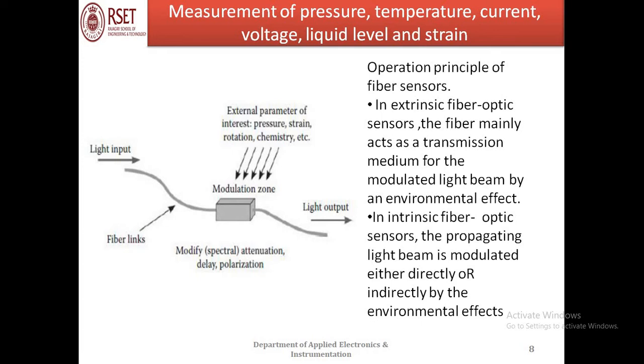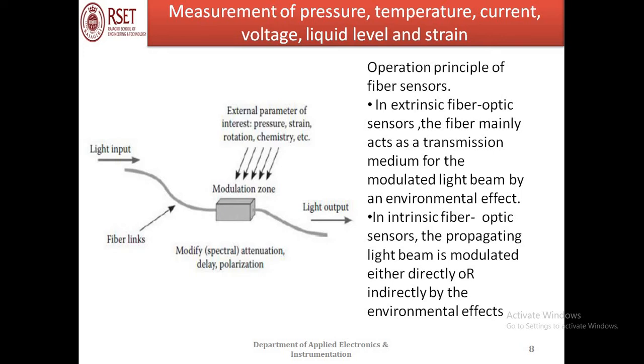Next we will see how we can measure pressure, temperature, current, voltage, liquid level and strain using optical sensors. The principle of operation is that a fiber optic sensor is of two types. In an extrinsic fiber optic sensor, the fiber mainly acts as a transmission media for the light beam modulated by an environmental effect. In an intrinsic fiber optic sensor, the propagating light beam is modulated either directly or indirectly by the environmental effect.